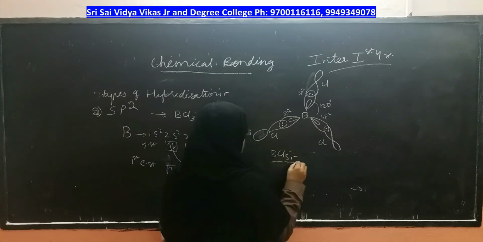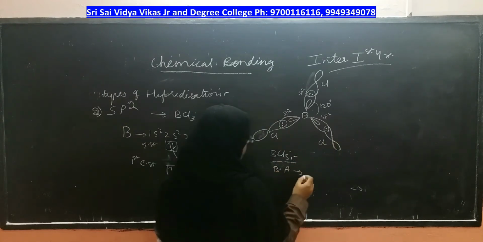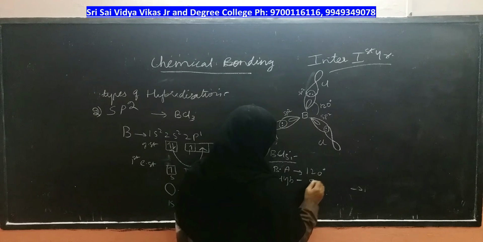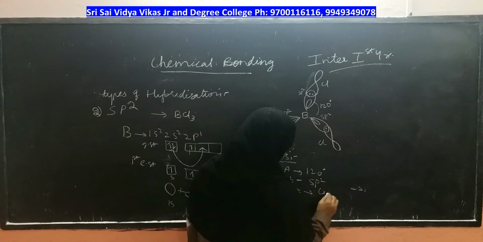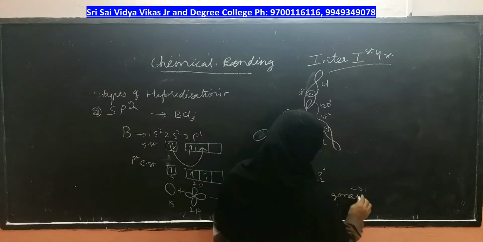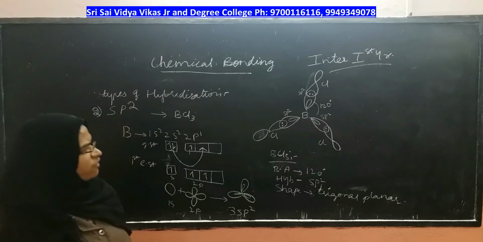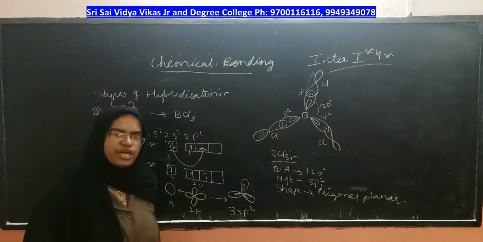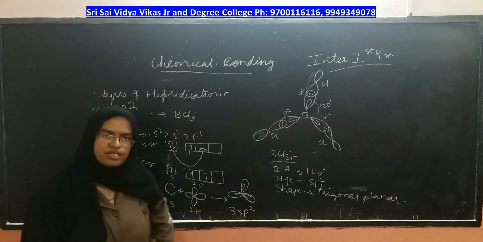Now let us write the details. What is the shape? What is the bond angle? Bond angle is 120. What is the hybridization? sp2. What is the shape or geometry? Trigonal planar. Right, these are the details of boron trichloride. Can boron of the boron trichloride undergo any other type of hybridization? No, it has no other option but to undergo this hybridization only.